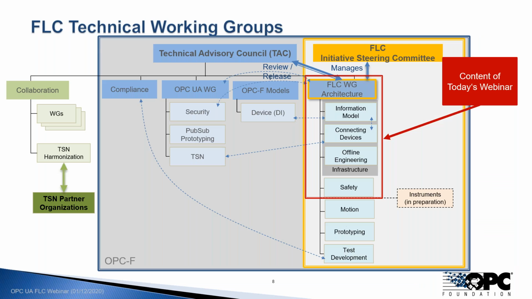If we look a little bit to the organizational structure, you see here 8 working groups that we have set up under the steering committee for field level communications, and the 5 working groups that are now part of the red box: architecture, information model, connecting devices, offline engineering, and safety. They are represented today with the chairman of the different working groups, so that they present the concepts and details on what has been specified so far.